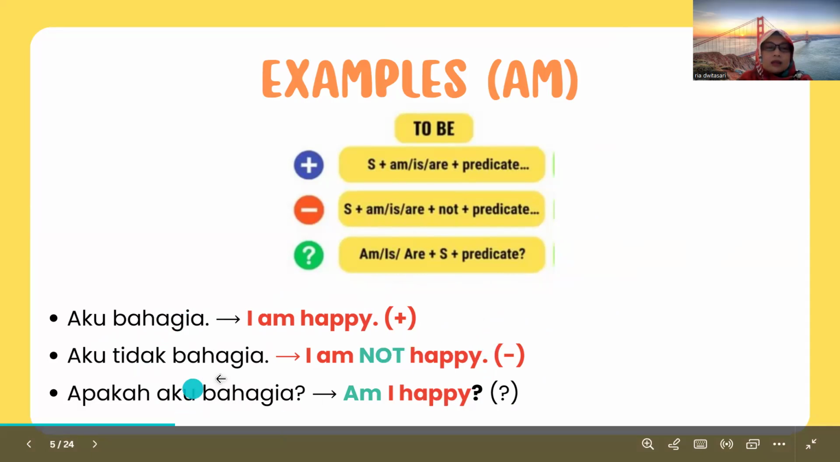And then the next, maybe another student, can you help me to read this one? "Apakah aku bahagia?" In English is "Am I happy?" So in this sentence, we just put the to be in front of the subject, something like that.